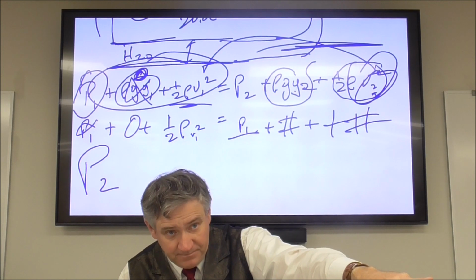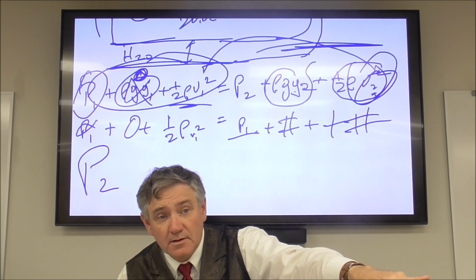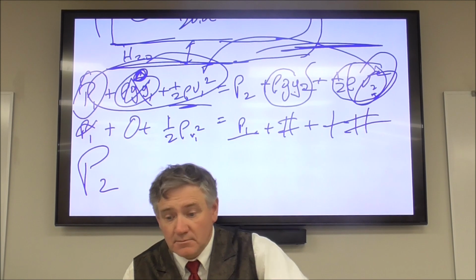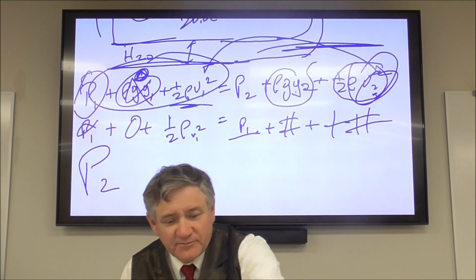Okay, but how does the faucet have less pressure? Because doesn't it condense and then speed up? So the pressure is... funny you should ask.